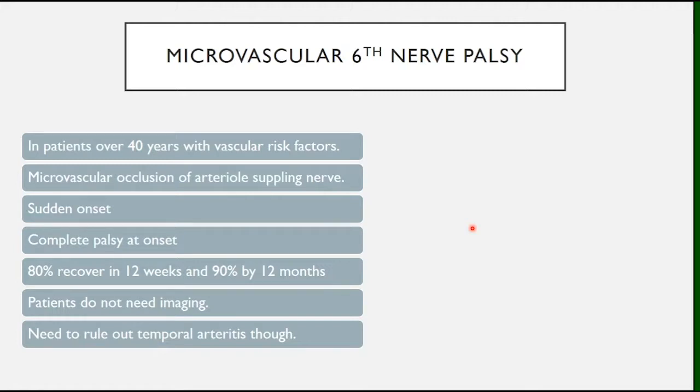So even in our history, we were trying to see if there could be any temporal arthritis, and you can at least do an ESR. But then there are some red flags you need to consider.